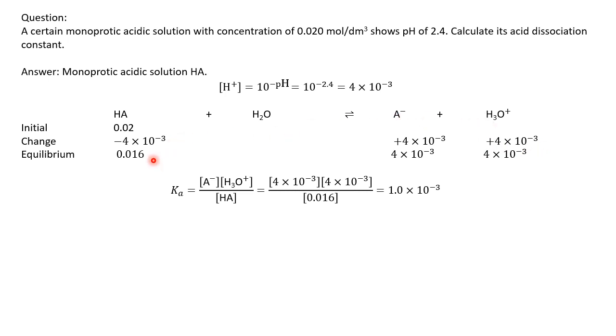And therefore, under equilibrium, we will have 0.016 for HA, 4 times 10 to the power of minus 3 for each A minus and H plus ions. We can then construct equilibrium constant as A minus multiplied with H plus divided by HA. In this case, we can substitute it as 4 times 10 to the power of minus 3 multiplied with 4 times 10 to the power of minus 3 divided by 0.016, which will give us 1 times 10 to the power of minus 3. And that is the answer to this question.